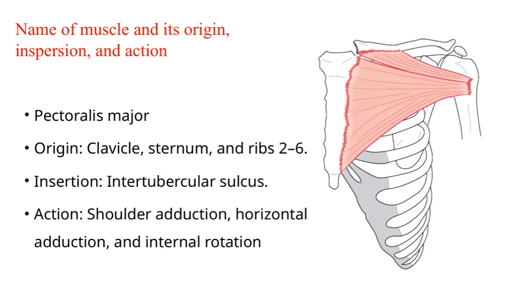Now, let's take a closer look at the pectoralis major, one of the key muscles involved in shoulder movement. This muscle has its origin on the clavicle, the sternum, and the ribs from the second to the sixth.